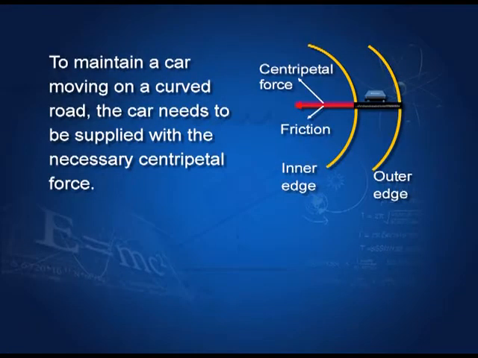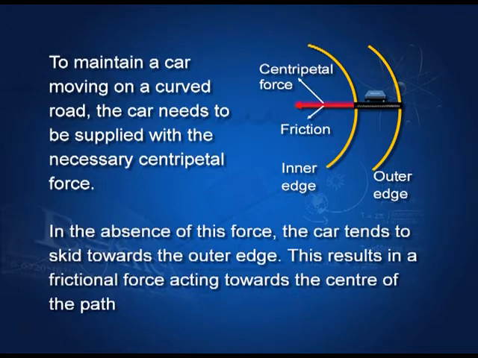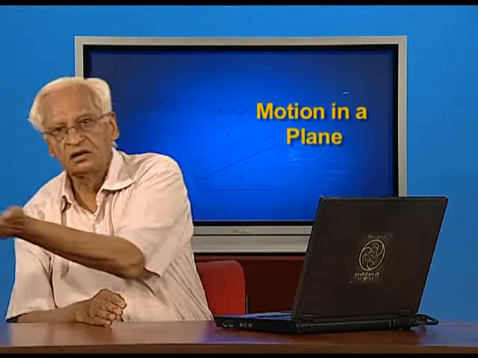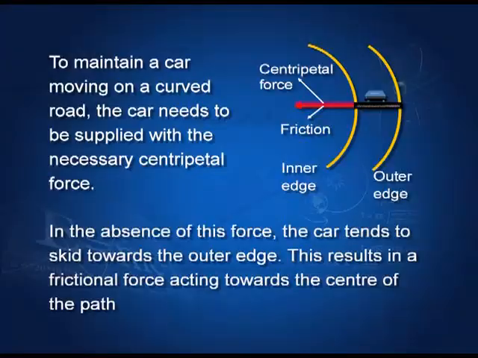To supply the necessary centripetal force, so that you can keep moving in a circular path. To maintain a car moving on a curved road, the car needs to be supplied with the necessary centripetal force. In the absence of this force, the car tends to skid towards the outer edge. If you do not bend, remember, then you tend to fall towards the outer edge. This results in a frictional force acting towards the center of the path. Since you are being pushed towards the outer edge, there is a force of friction towards the inner edge.